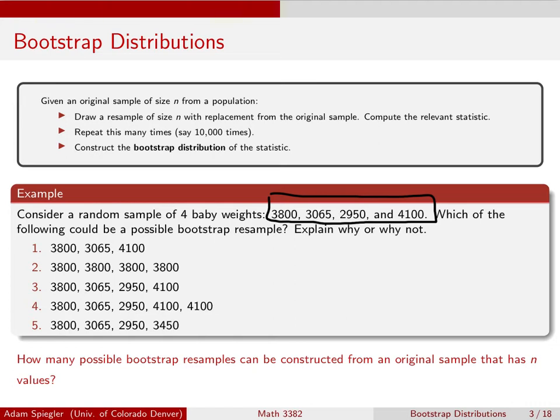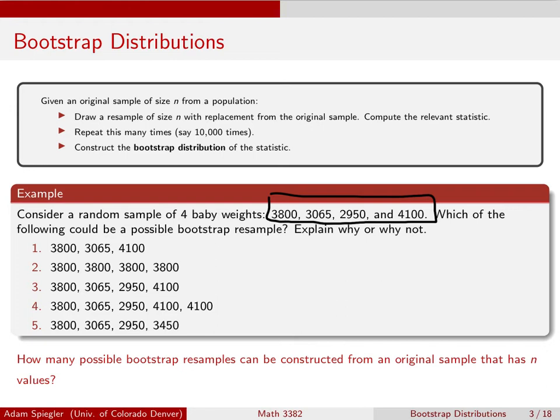And let's think about each of these possible samples, each of these 5 samples here, and see which of them could be a possible bootstrap resample and which ones not. And you might want to just hit pause here and try and answer this question for yourself, but I'll go through it. So in the first one, we've got these 4 values. The value 3,800 was picked. It gets put back in. We pick a second value, 3,065. We put it back in. And then we pick a third value, 4,010.